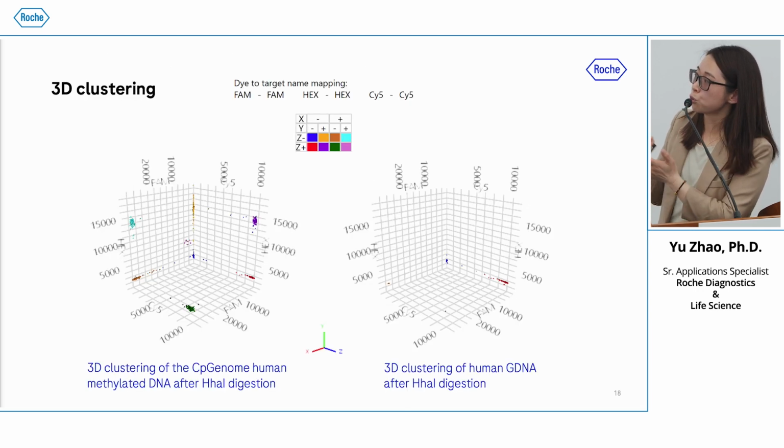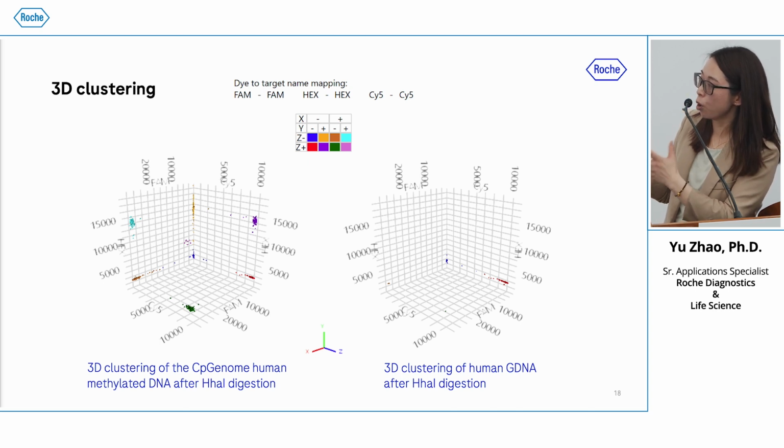We have here 3D clustering obtained from 3 fluorescent channels. On the left is 3D clustering of methylated DNA positive control after enzyme digestion. On the right is 3D clustering of healthy human genomic DNA after enzyme digestion. You can see there are distinct visual differences in the clustering patterns by comparing the positive and the negative samples, and each group of clustering is color-coded.